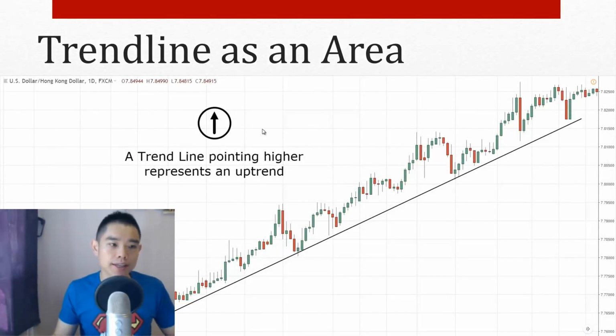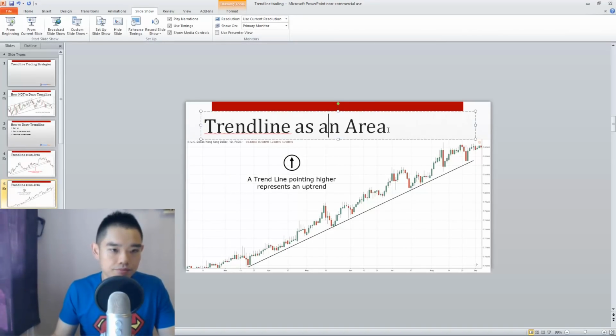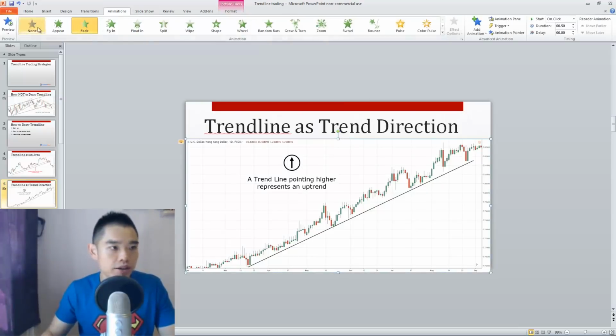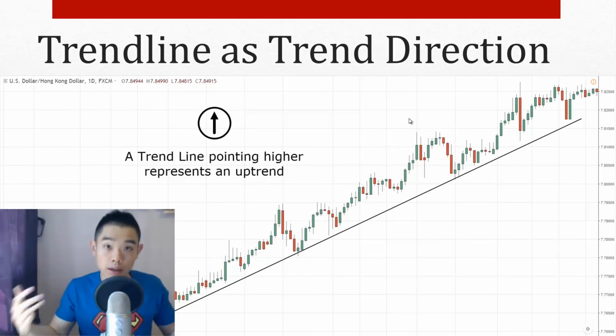So first thing, number one, trend line as a trend direction. I made a mistake over here, it's a trend direction, but just let me make this slide accurate. All right, so trend line as a trend direction. You can see that a trend line tells you the direction of the trend.